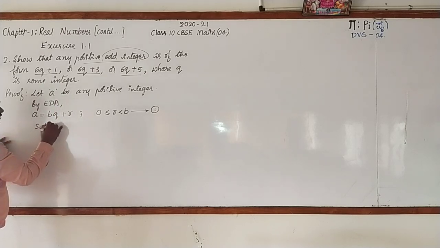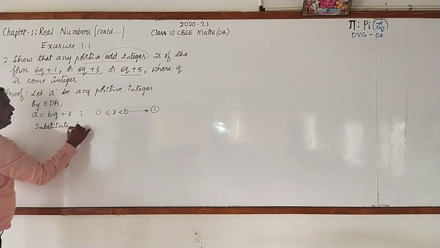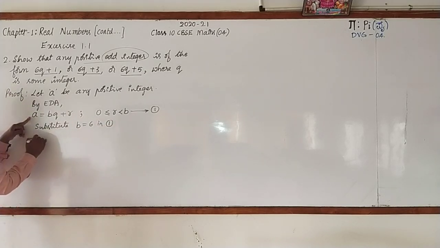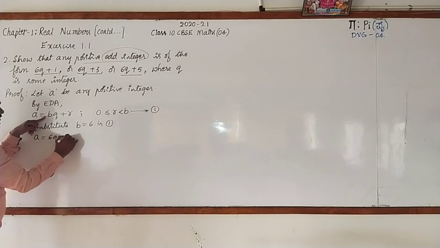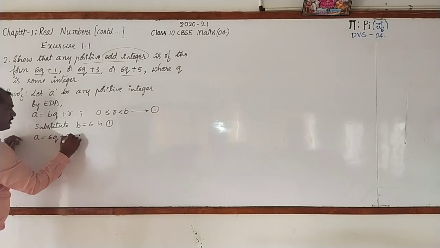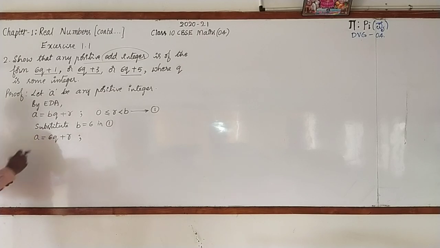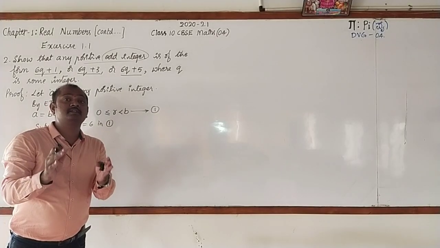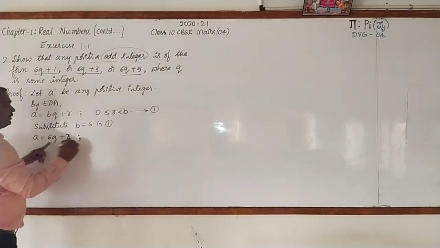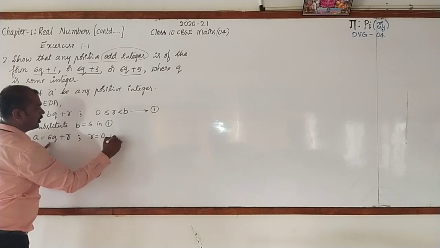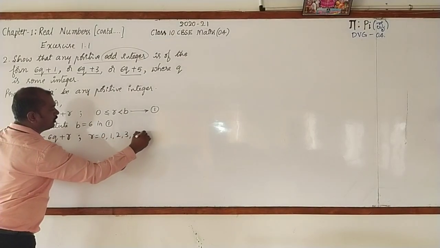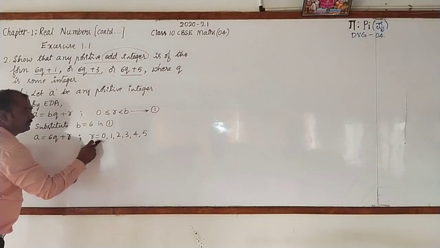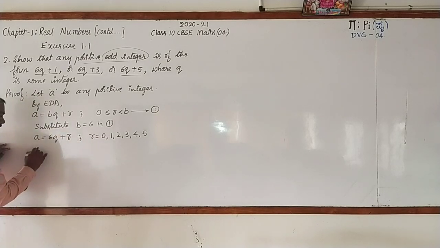Alright. Substitute b equal to 6 in the statement 1. Then I can write this as a equal to 6q plus r. And we know that 6 is the divisor. If 6 is the divisor, what are the possible remainders? Then the possible remainders are, it is 0, 1, 2, 3, 4 and 5. Now let us go for taking these numbers in place of r, one by one.